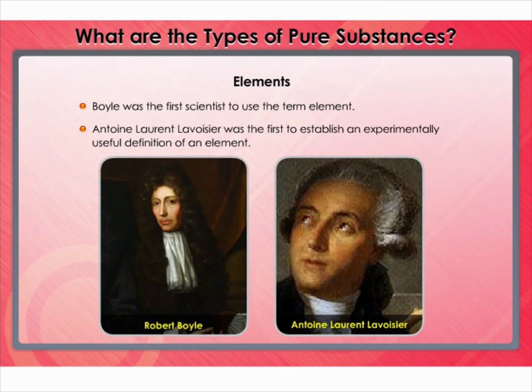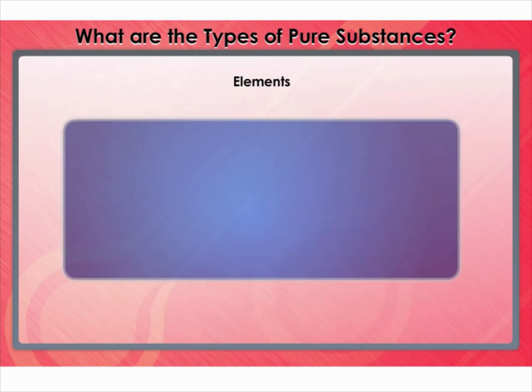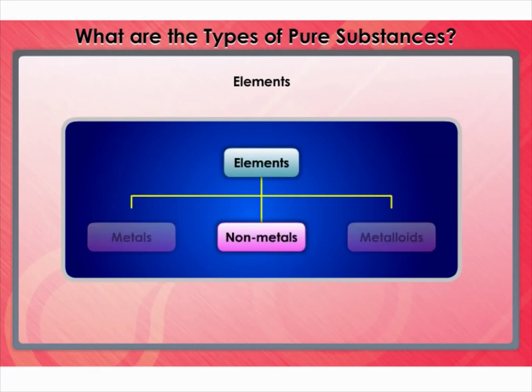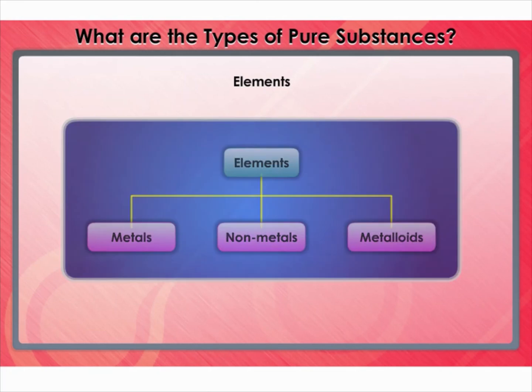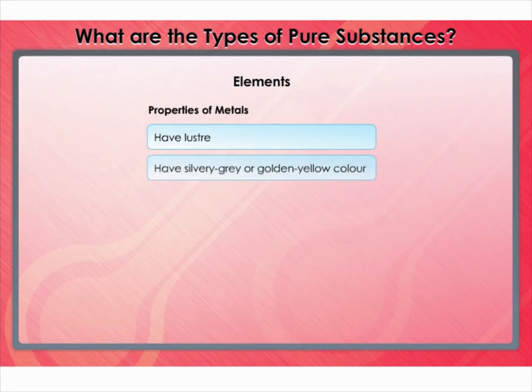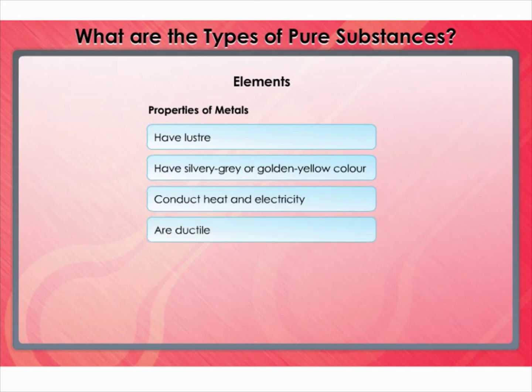Elements can be normally divided into metals, nonmetals, and metalloids. Let's discuss the properties of metals. They have a luster, shine. They have silvery gray or golden yellow color. They conduct heat and electricity. They are ductile, can be drawn into wires. They are malleable, can be hammered into thin sheets. They are sonorous, make a ringing sound when hit.